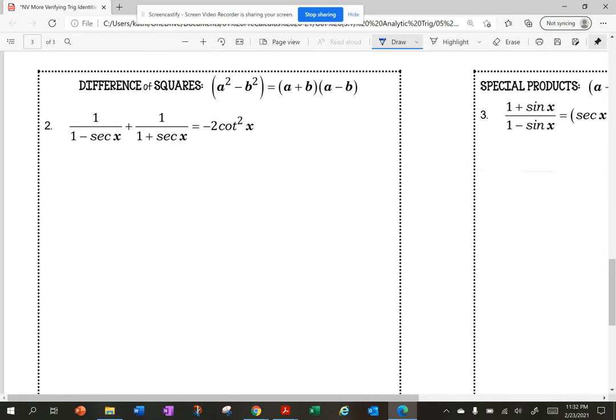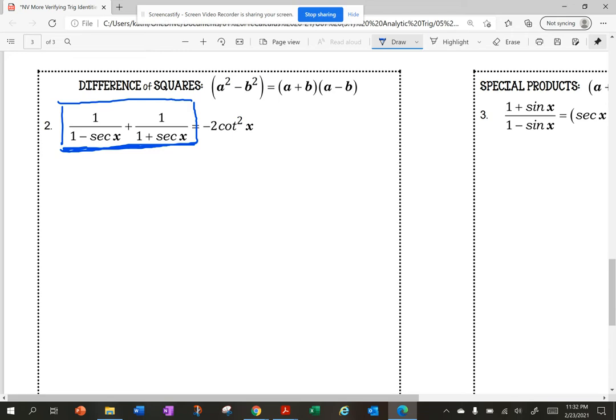Okay, let's try another one. This one I'm going to use a difference of squares. So I'm going to recognize a squared minus b squared factors into a plus b and a minus b. So I am going to work with the left-hand side. And if I'm not sure which side is the more complicated side, I just start on one side and try to simplify to the other side. If it doesn't work, then I switch to the other side.